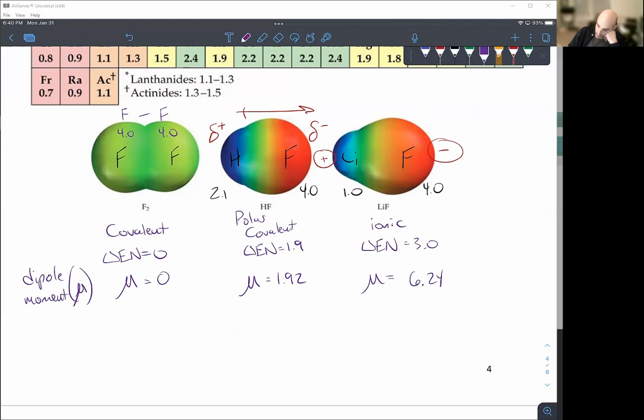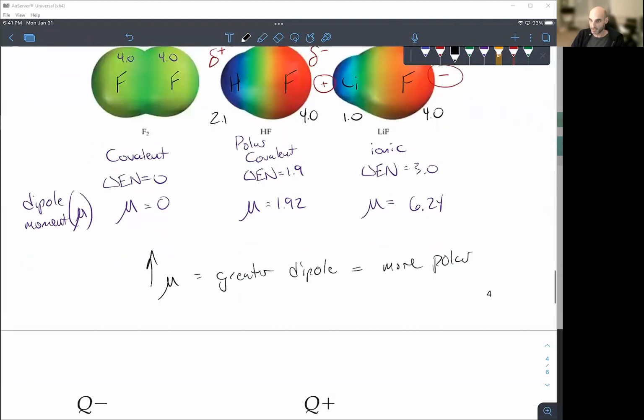So what do we know? What we should say is if I have an increase in mu, which is, again, the dipole moment, we have a greater dipole, which is more polar. To the point where you turn something ionic and it's no longer polar, it's beyond polar, right? It's ionic. Okay.